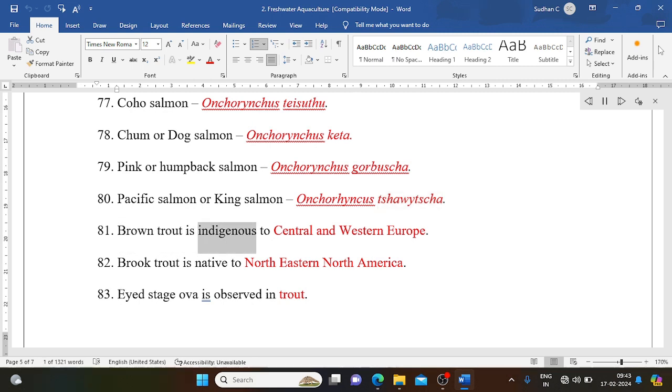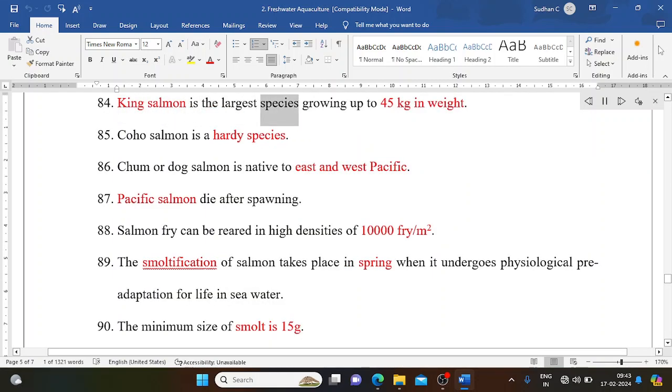Brown trout is indigenous to Central and Western Europe. Brook trout is native to northeastern North America. Eyed stage ova is observed in trout. King salmon is the largest species, growing up to 45 kilograms in weight. Coho salmon is a hardy species. Chum or dog salmon is native to East and West Pacific. Pacific salmon die after spawning.